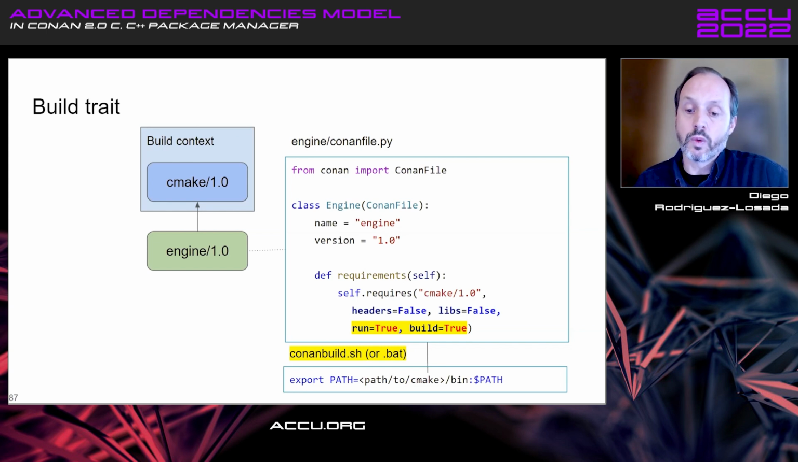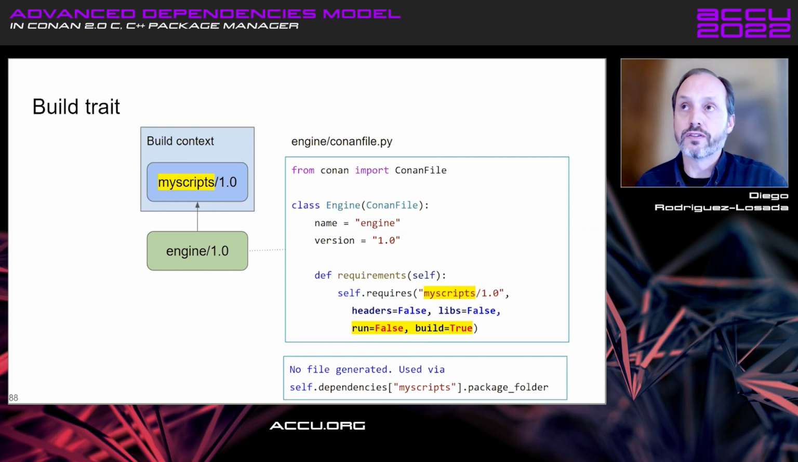As I told earlier, we now have two things. We have the Conan run for runtime, and we have the Conan build scripts for build time. So this is something that will be activated only when we are building. But when we are running the final application, CMake doesn't need to be in the path at all. So that's a different script.